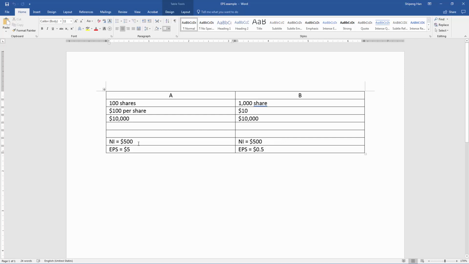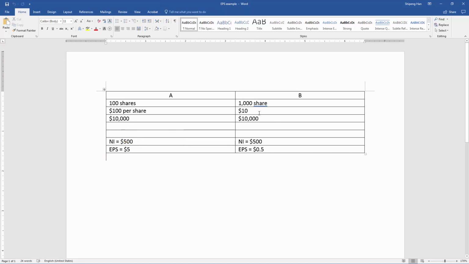Okay, but if I assume A and B each generate $500 profits or net income for common equity holders, you will find earnings per share different for these two companies, right? The difference is not caused by the numerator, net income. It is caused by the denominator, the number of shares. So it is unfair for company B because its earnings per share is only $0.5 and company A's is $5.